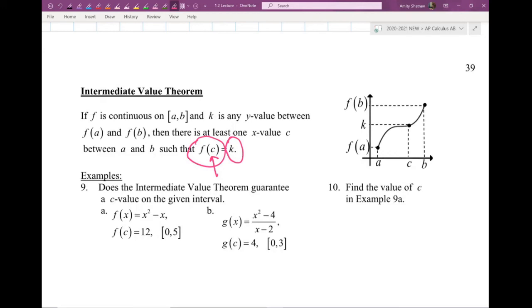So number 9 says, does the intermediate value theorem guarantee a c value on the given interval? And so we want to check, ready? We want to check to see if it's continuous. And we're going to call that part 1. And then we want to say that k is any y value between these two, and we're going to call that step 2.